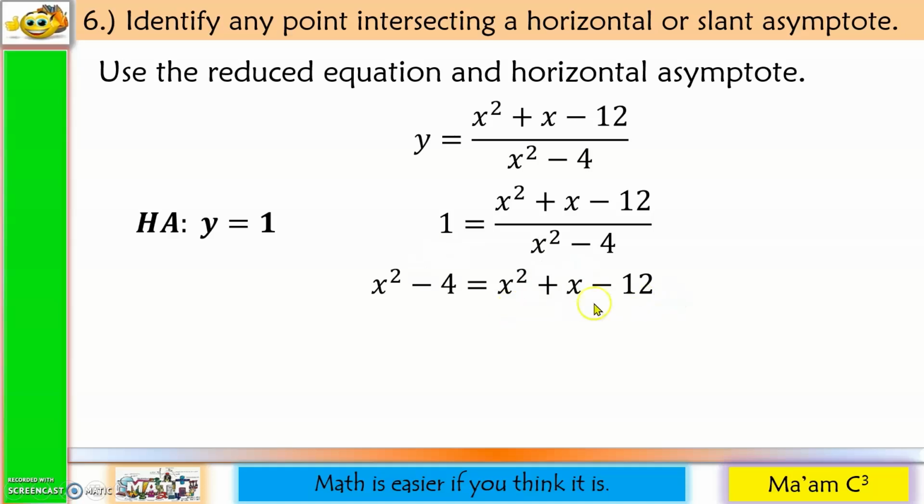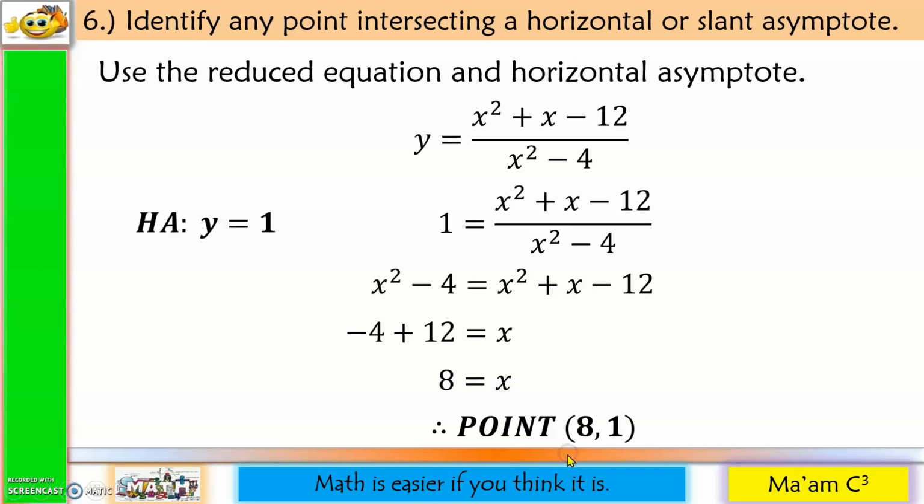So what will be left here is simply x. So here we have negative 4 plus 12 equals x. Negative 4 plus 12 is 8. So x is equal to 8. Now our x is 8, our y is 1. Therefore, our point is (8, 1).